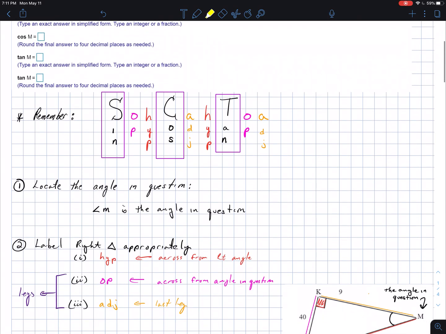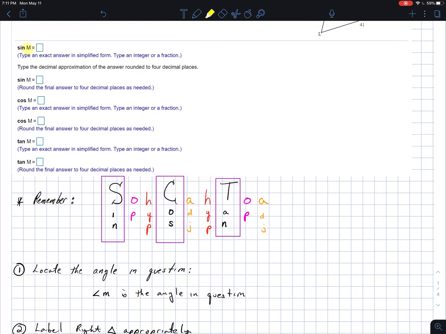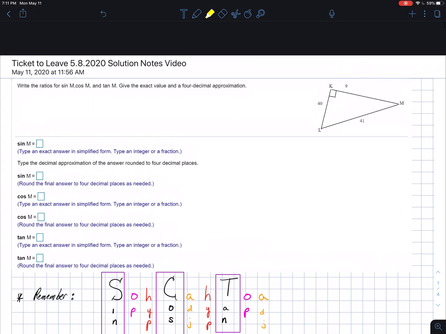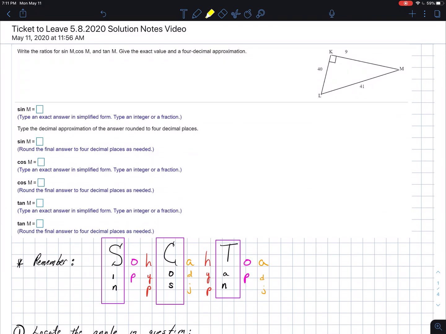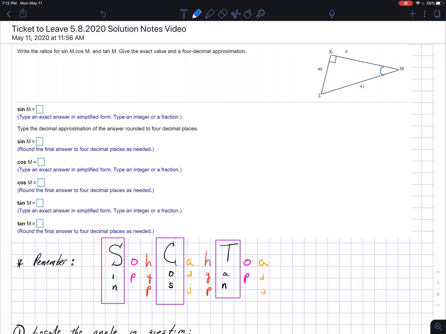What we want to do first is locate the angle in question, and that is angle M. That's what everything here is looking at. That's our angle in question. So I'm going to make a little note here and say to myself, this is the angle I want to pay attention to.